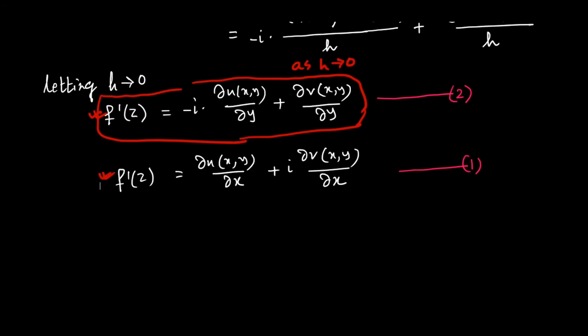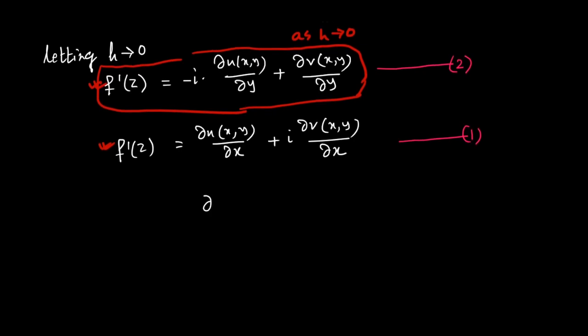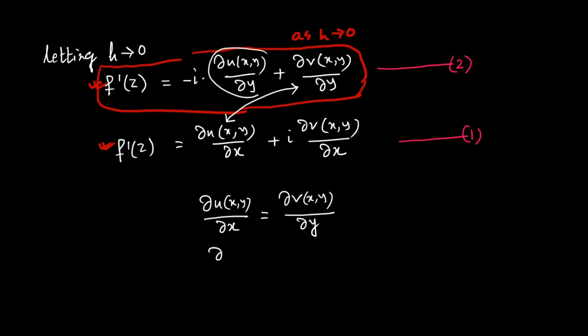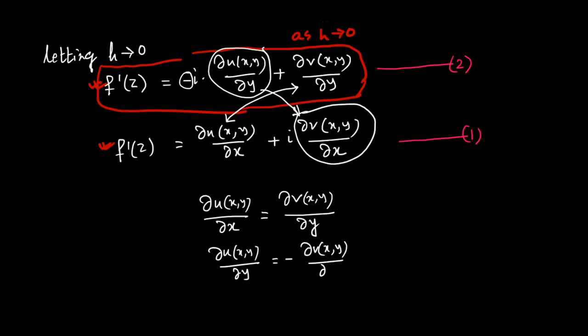What that implies, if we compare the real and imaginary parts, what do we get? We get that del u, u is a function of x y, del x, the real part here, will be equal to del v, v is a function of x y, del y. And if we compare the imaginary parts, we get del u, this one with a negative sign, consider this negative sign also, and compare, this is your imaginary part for the second. So if we consider the negative sign, we will get del u del y will be equal to minus del v, which is a function of two variables, del x.